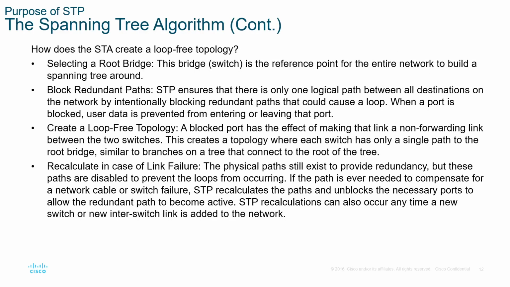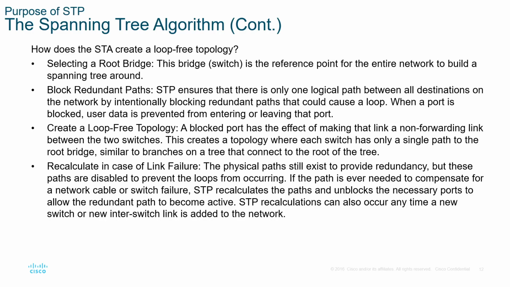Now, how does the STA create a loop-free topology? So first step is we select a root bridge, which is just basically going to be the reference point for the entire network to build a spanning tree around. We then proceed to blocking redundant paths. Now, spanning tree protocol ensures that there's only one logical path between all destinations on the network by just basically intentionally blocking redundant paths that could cause a loop. When a port is blocked, user data is prevented from entering or leaving that port.